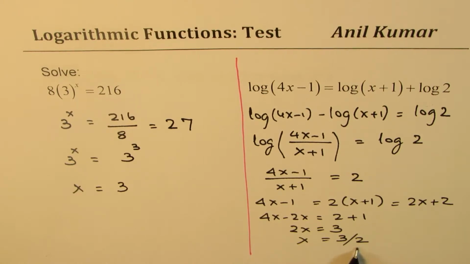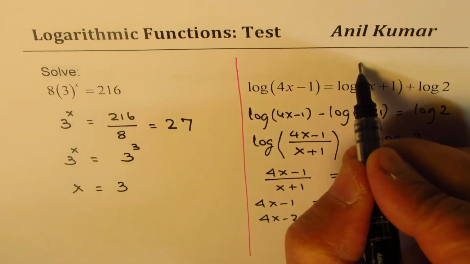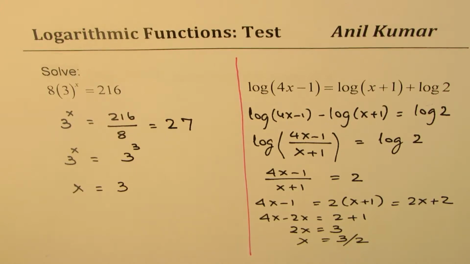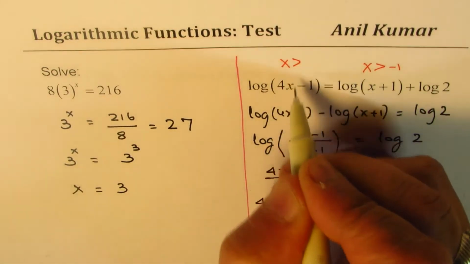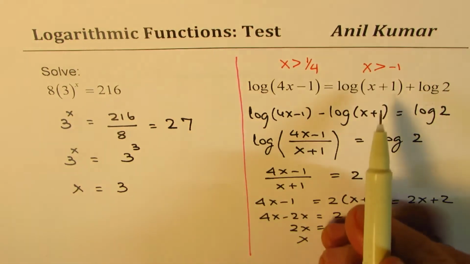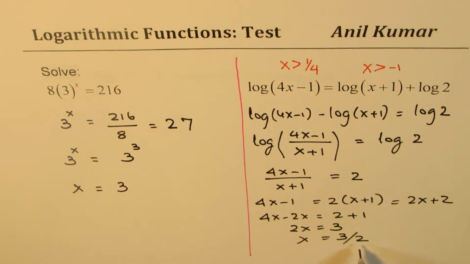Now, once you get your answer, you should check for it, right? Is this a valid answer? Now, if you look into the restrictions here, we know for the first one here, log of x plus 1, x should be greater than minus 1. In this case, x should be greater than 1 over 4, right? So basically, we are looking for something greater than 1 over 4, and this definitely is greater than 1 over 4. So it works, correct? So it works. So it is actually 6 over 4, right? So it is okay. So that becomes the solution.